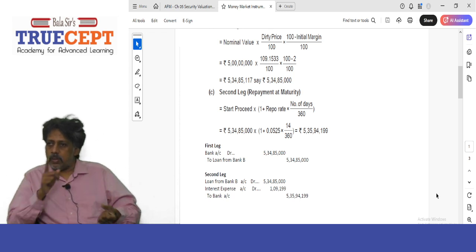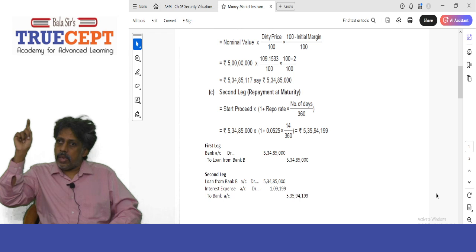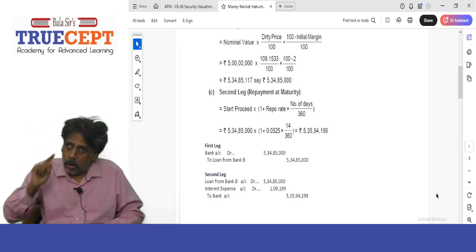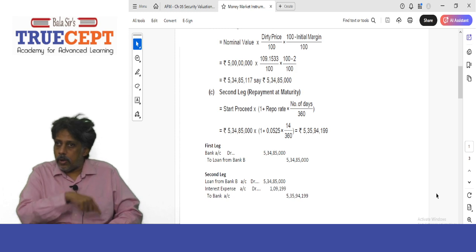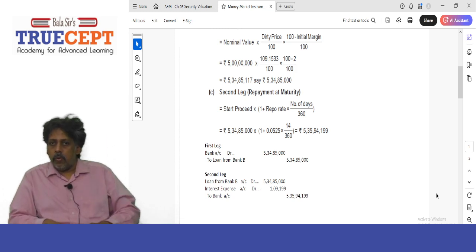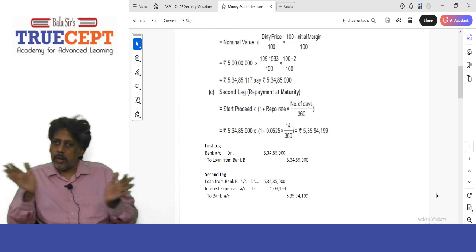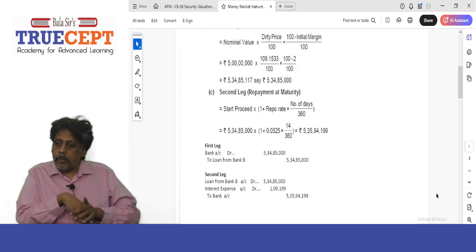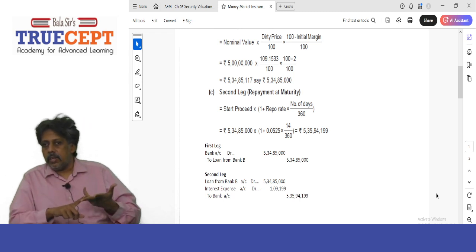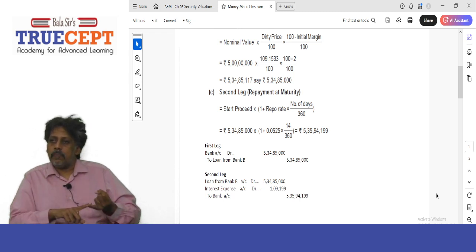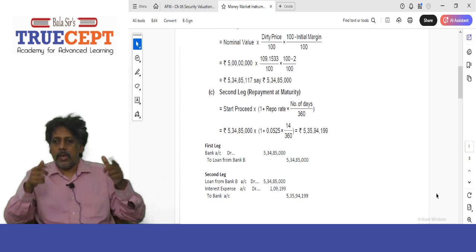the rate, which is 0.0525, but that's a per annum rate, into 14 by 360. 360 is only for that 0.0525, guys. Don't apply it on 1. 1 is the principal. Yes, sir. Only 0.0525 into 14 by 360, close brackets. Multiply. You will get the repayment amount including interest, which is rupees 5 crore 35 lakh 94,199, and that is the amount to be repaid.